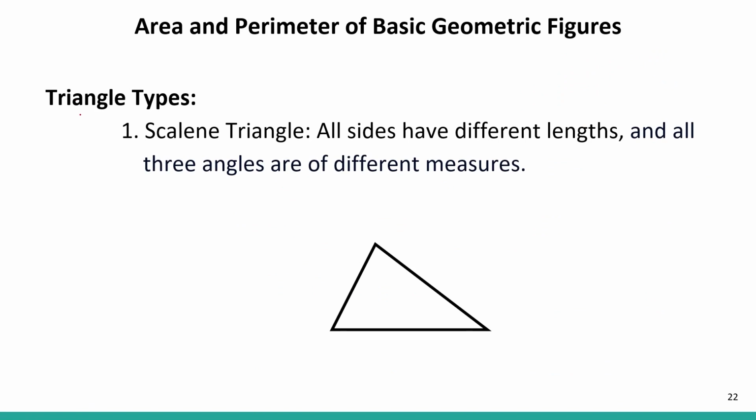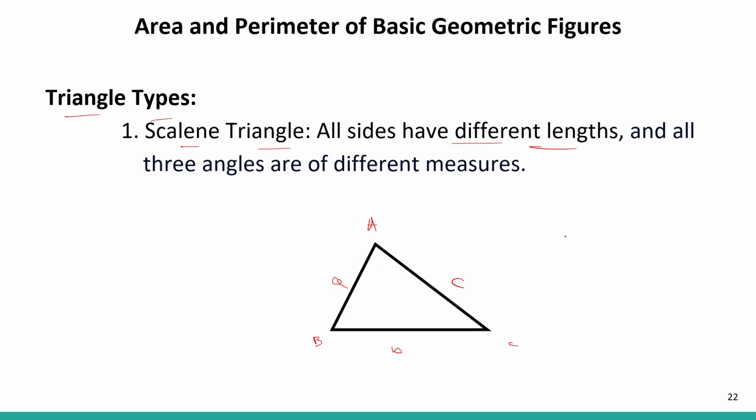So let's see some triangle types. What is a scalene triangle? All the sides have different lengths. Here you can see this triangle called ABC, with sides a, b and c. All the sides have different lengths, and then all three angles are also of different measure. So this is called a scalene triangle.